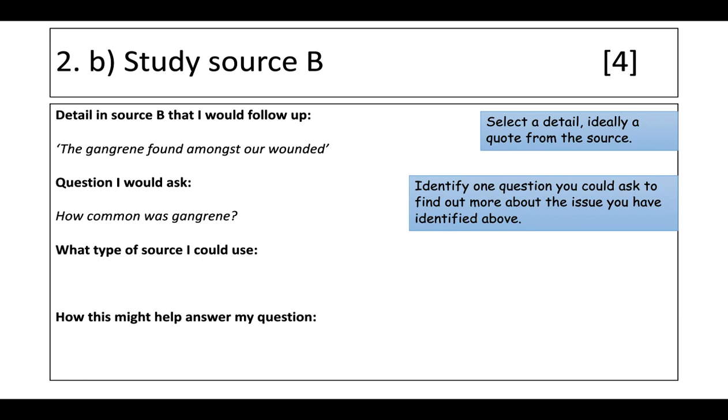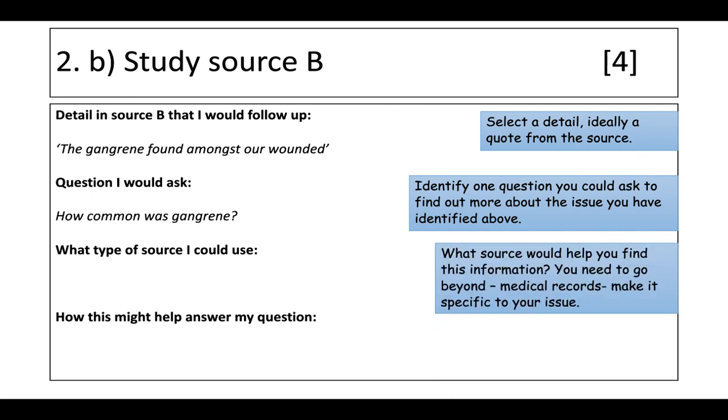So we might say, how common was it? A good question to ask for these is how common or how many. Because what you can then do is provide a really good source to help you find out the information. And this can't be as vague as medical records. It needs to be specific. So, for example, we might say medical records from base hospitals in Belgium and France.